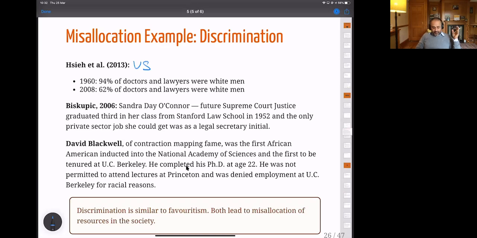The second example of misallocation of resources is quite poignant. Sandra Day O'Connor, who became a Supreme Court justice, graduated third in her class from Stanford in 1952, and she couldn't get a job in the private sector. All she could do was become a legal secretary. She ended up becoming a Supreme Court justice, but because she was not white, she was not able to.